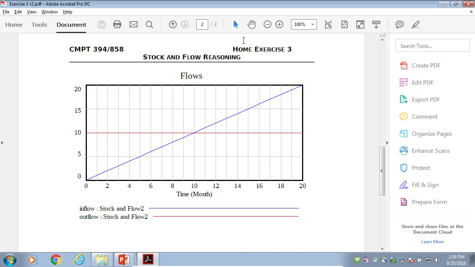Okay, so this is the inflow in blue, and the outflow in red. So which is bigger? Is inflow less than the outflow or greater than? Less than. Therefore, the stock will be dropping, right? The outflow is greater than the inflow. The stuff is going out faster than it's coming in.